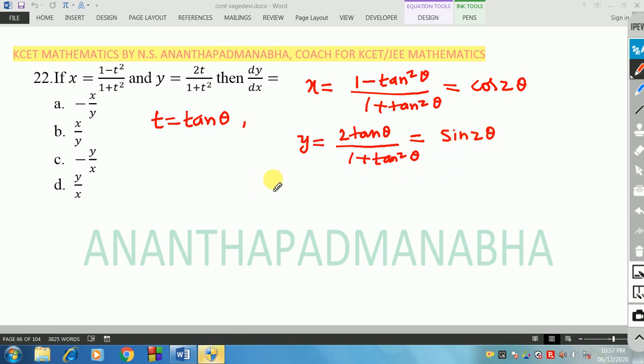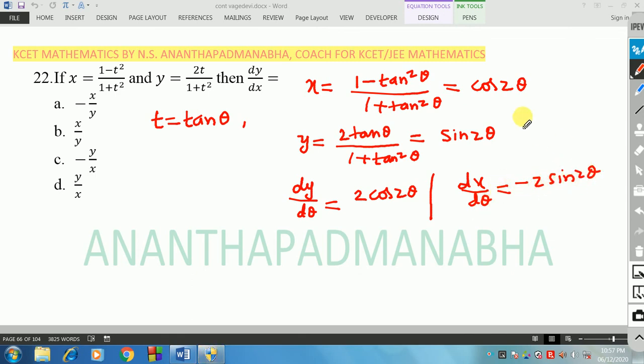So therefore now we need dy by dx actually. To get that, let me take dy by d theta first. That is, dy by d theta is the derivative of sin 2 theta, which is 2 cos 2 theta. Similarly, dx by d theta is the derivative of cos 2 theta, which is minus 2 sin 2 theta.